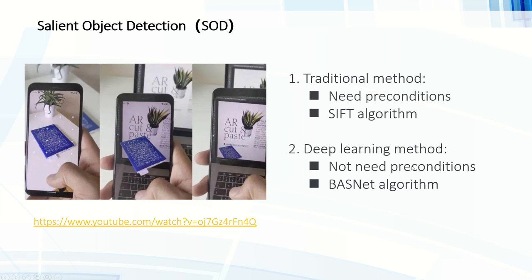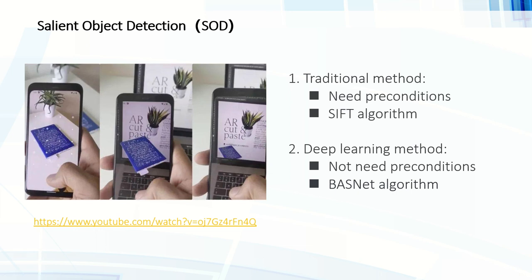In the AR cut and paste application, the salient object detection algorithm helps get the most important object in the picture, and there are mainly two ways to implement this algorithm. One is the traditional method, and the other is the deep learning method. The algorithms in the traditional method were usually implemented before 2008, and the deep learning method is very popular in these years.